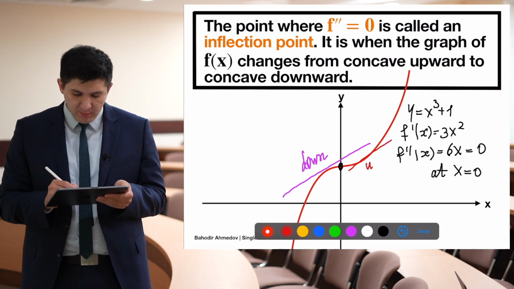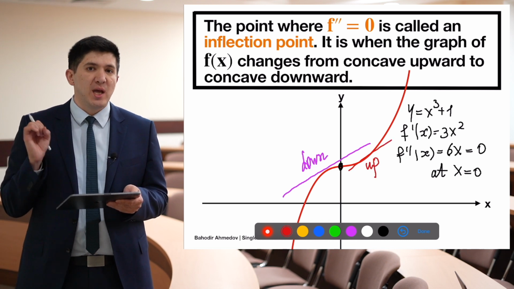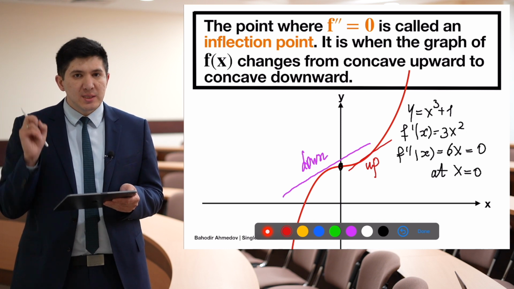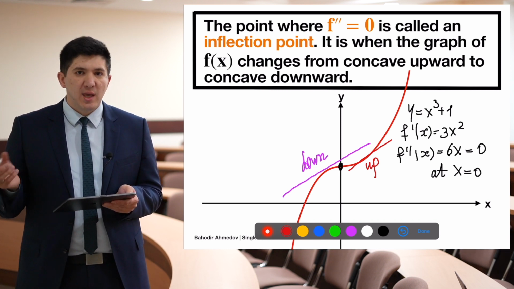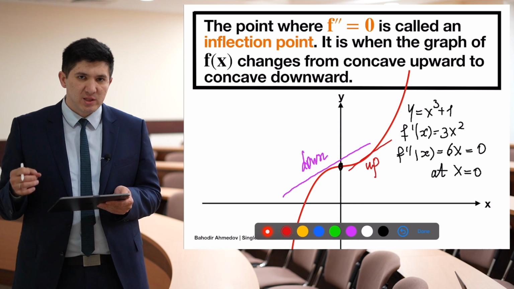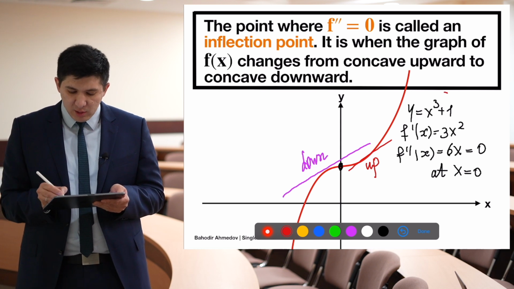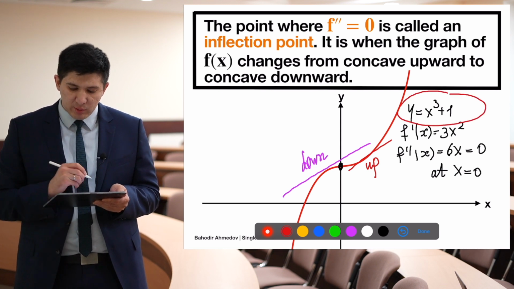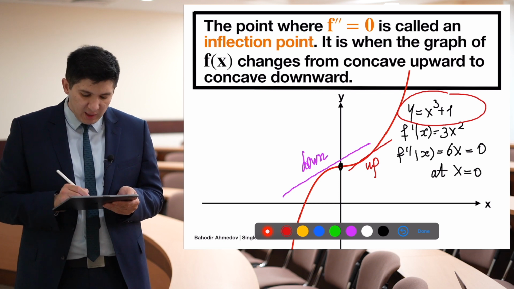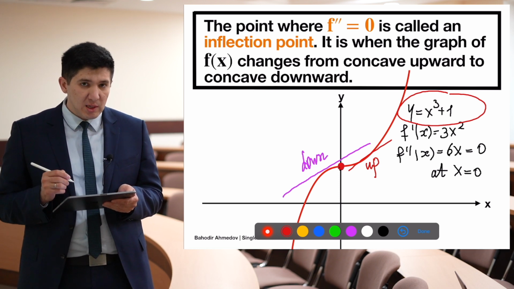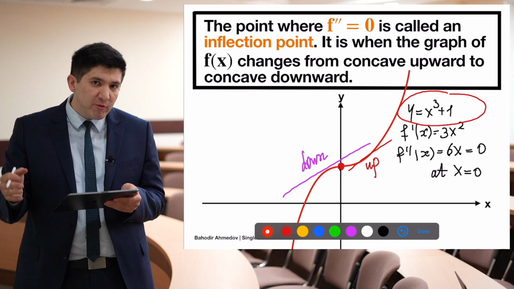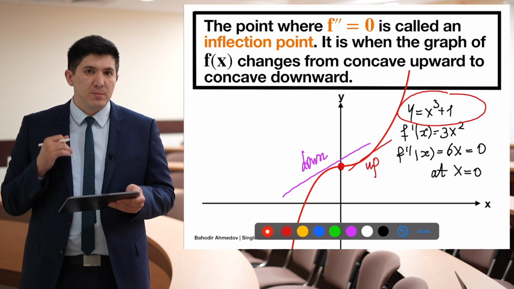It's concave up because it is above any tangent line. And at 0, it is changing its concavity. It is going to be called an inflection point. Well, I would like to ask you to remember this function y equals x cubed plus 1 and its behavior at the point x equals 0, because it is going to be very helpful in our next problem.